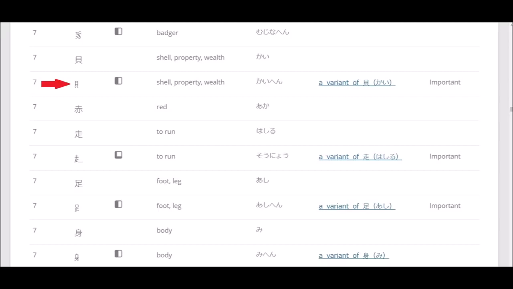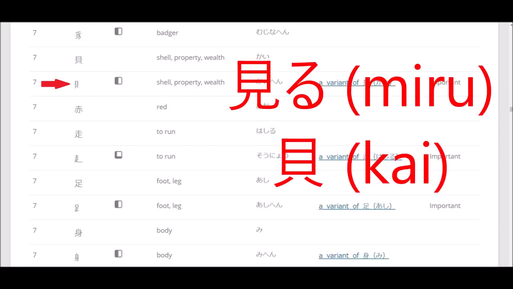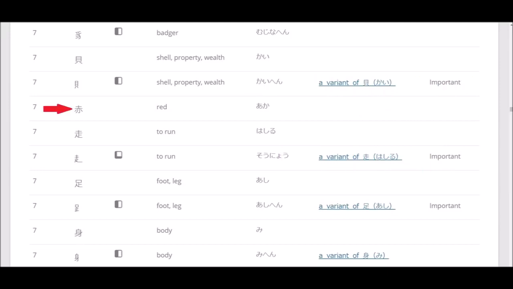And yeah, that's an important kanji. And not to be confused with miru. If you look at miru again, the lines underneath that are kind of curvy, but the lines under this are straight. Aka, red. Hashiru, to run. Sonyo, to run. Ashi, foot, leg. Ashihen, foot, leg. And yeah, all of those running and foot, leg are very important kanji.